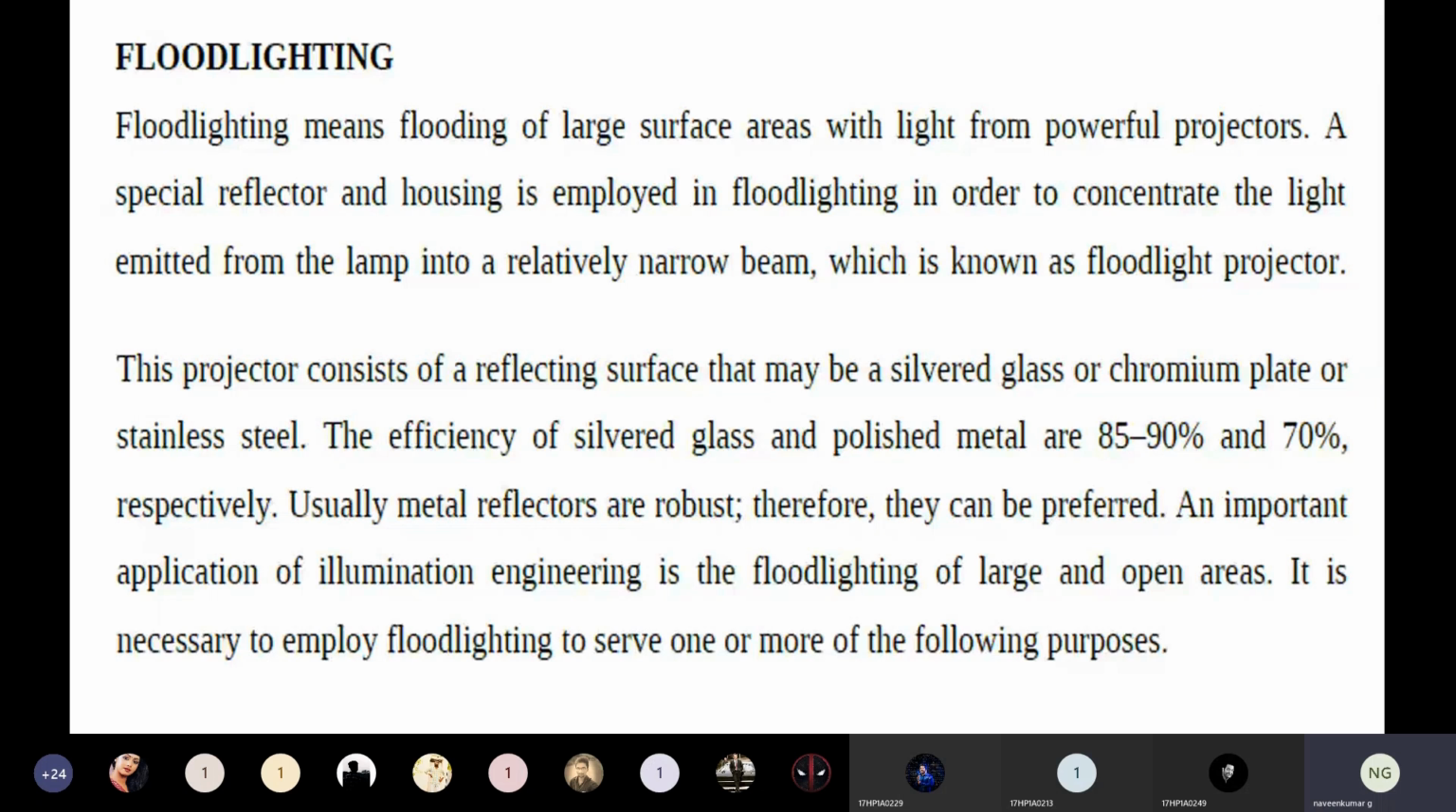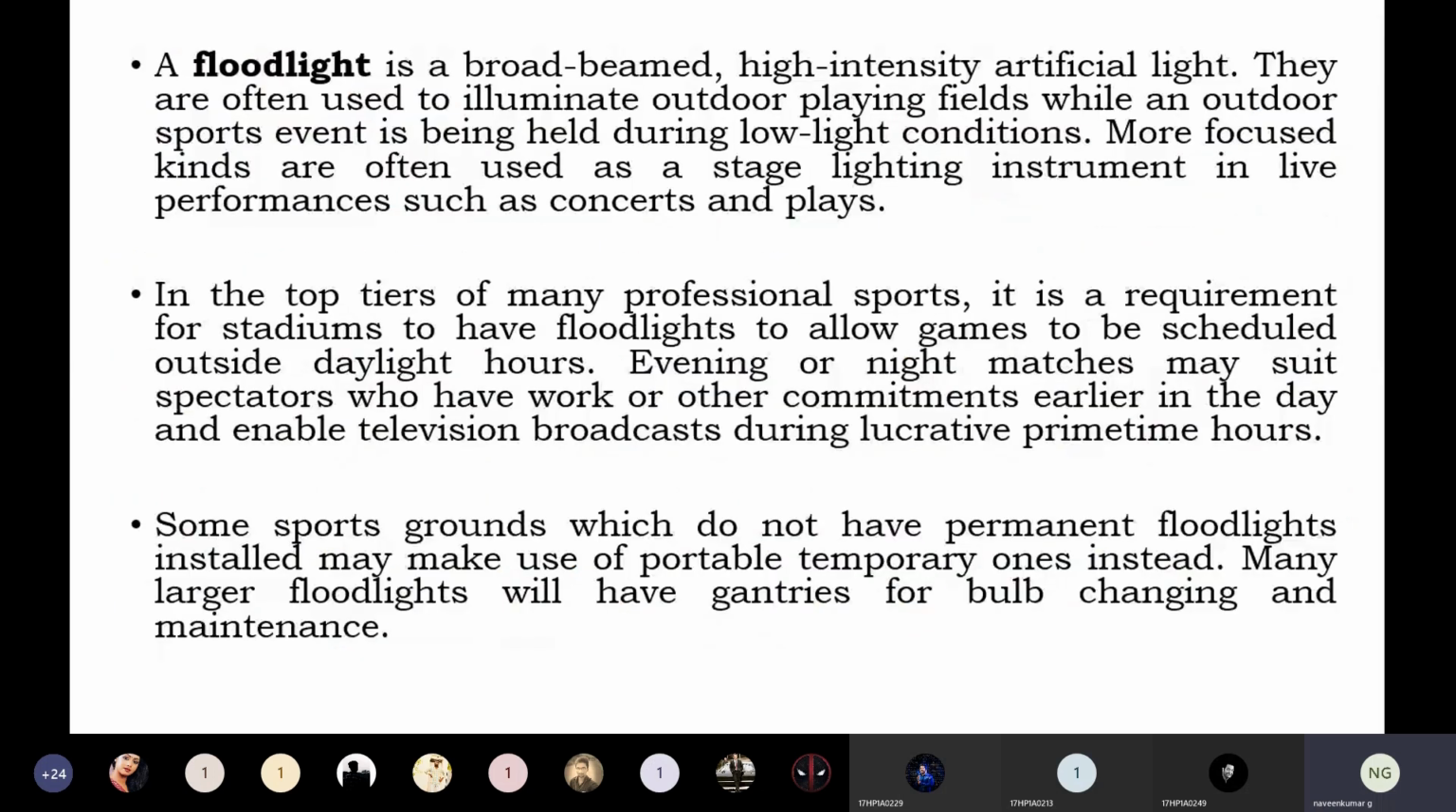An important application of illumination engineering is floodlighting of large and open areas. It is necessary to employ floodlighting to serve the following purposes. A floodlight is a broad-beamed, high-intensity artificial light. They are often used to illuminate outdoor playing fields, which means outdoor sports events. Everyone is familiar with the IPL now. What lighting scheme are you using in IPL? Floodlights.